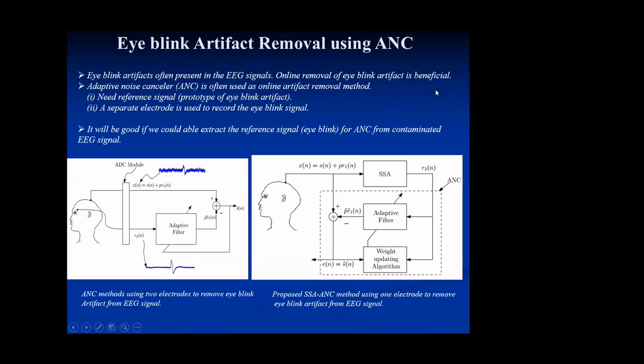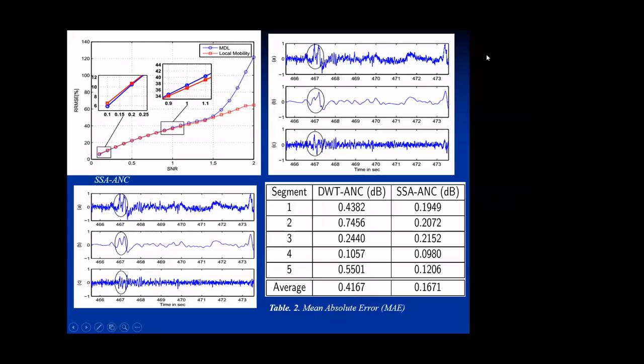And the second one is eye blink artifact removal from the EEG. While measuring the EEG, eye blink is one of the major artifacts. So this we have removed by using the adaptive filter, which is called the adaptive noise canceller, ANC. We have used the adaptive filter and we have used SSA also. We combined these two. Earlier there was no technique which combines this SSA and ANC. So using SSA and ANC, we have removed this eye blink from these EEG signals.